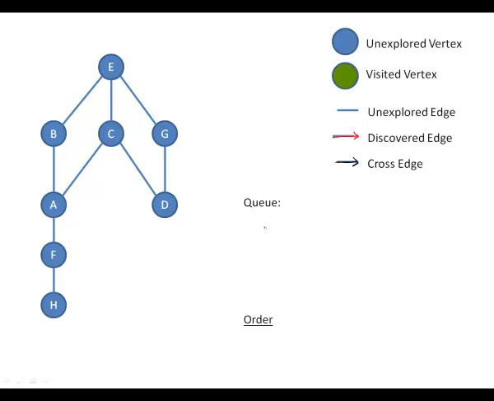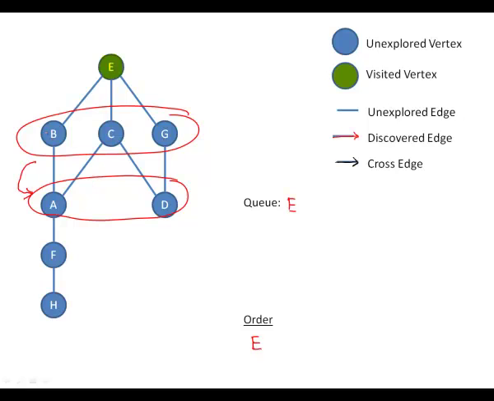Rather than using a stack to keep track of our current vertex, we will use a first in, first out queue. Again, it doesn't matter which vertex we start at, so I'll begin at E, marking it as visited and adding it to the queue. It also doesn't matter which unexplored edge we discover first. However, what does matter is that we visit all the vertices on one level before we move to the next level. Just for ease of demonstration, I'm going to move from left to right in each level.